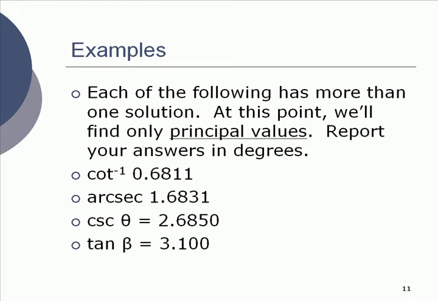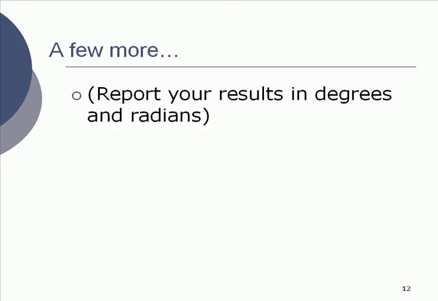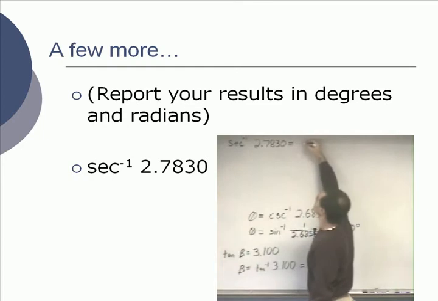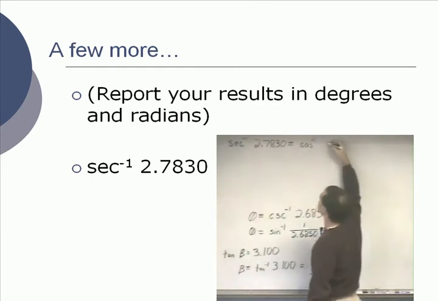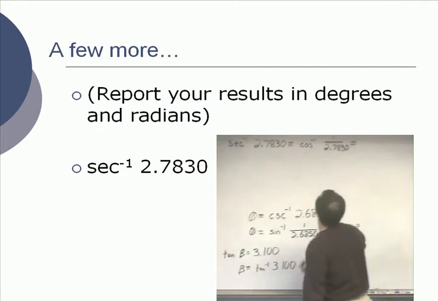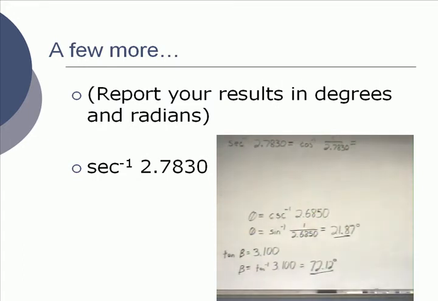Oh, we're not done. Let's do a few more of those. They're fun and important. Now, these we're going to report in degrees and radians. Let's just do a couple more, then we'll wrap up. Let's find the inverse secant of 2.7830. That's the inverse cosine of 1 over 2.7830. That you can crank out.